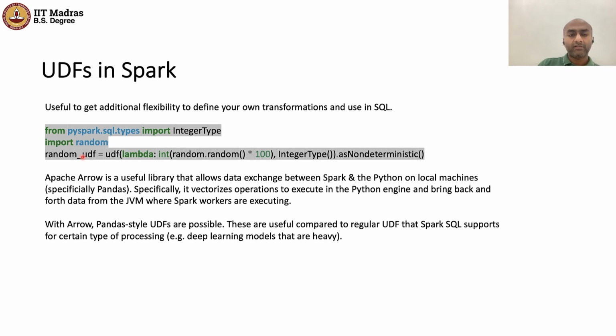There's actually another way in which UDFs can be used. The UDF shown here is the standard UDF that PySpark supports. This other way in which UDFs are supported is through a library called Apache Arrow. This allows you to use a pandas-style UDF. I'll talk about that in a minute. But what Arrow is, it's a library which allows data exchange to happen between the JVM, which is the Java virtual machine on which Spark typically runs, and Python on the local machines in the executors.